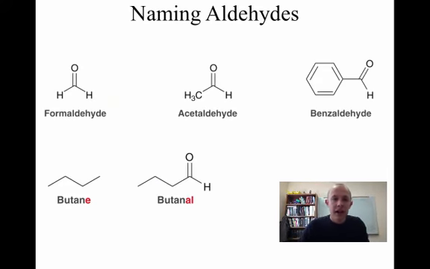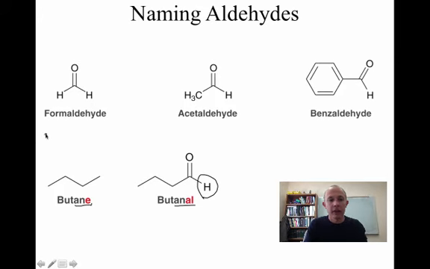Okay, so how do you name aldehydes? Well, what you do is you drop the -ane suffix. So instead of butane, now it's butanal. So you drop the E and you add an -al for aldehyde. So a 4-carbon hydrocarbon is called butane. A 4-carbon aldehyde is called butanal. You don't have to specify the position of the aldehyde. It's always on the end, because remember, what defines an aldehyde is the presence of a hydrogen on the end of the carbon-oxygen double bond.